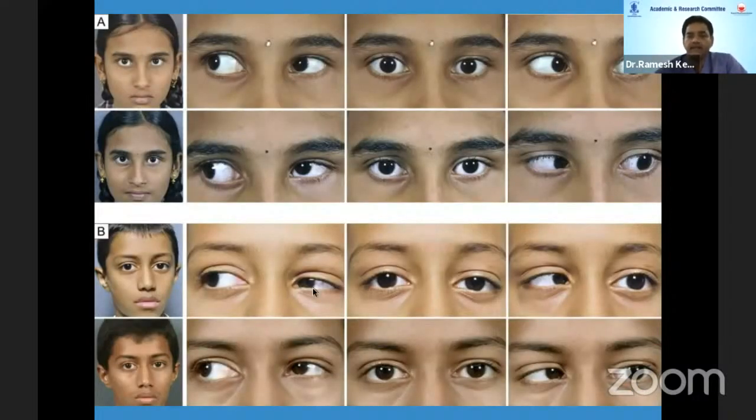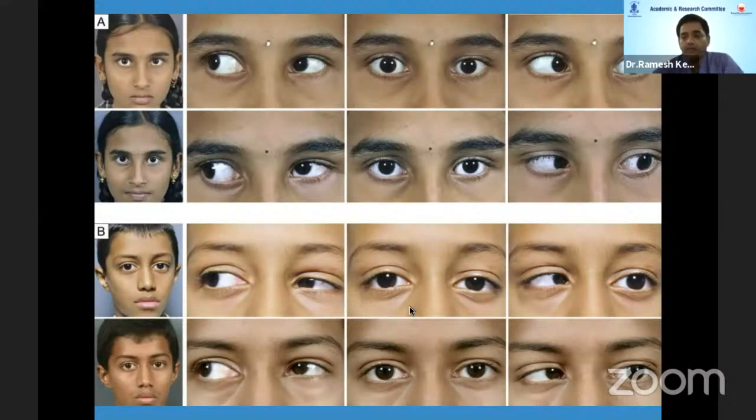Medial rectus, in this particular patient, we just did superior rectus transposition alone. You can see how the abduction improves. In the patient below, we had to do both medial rectus and superior rectus. So the simpler mechanism is superior rectus recession and medial rectus recession.